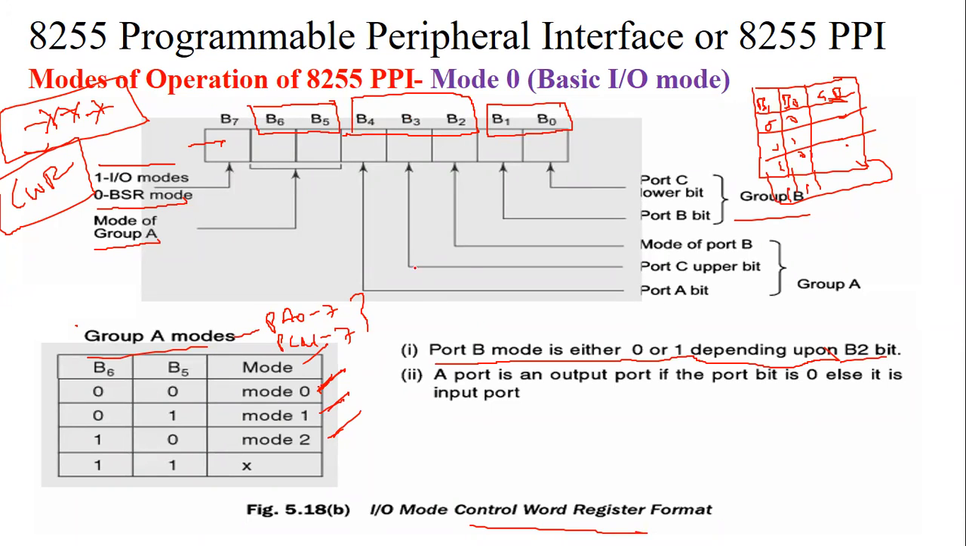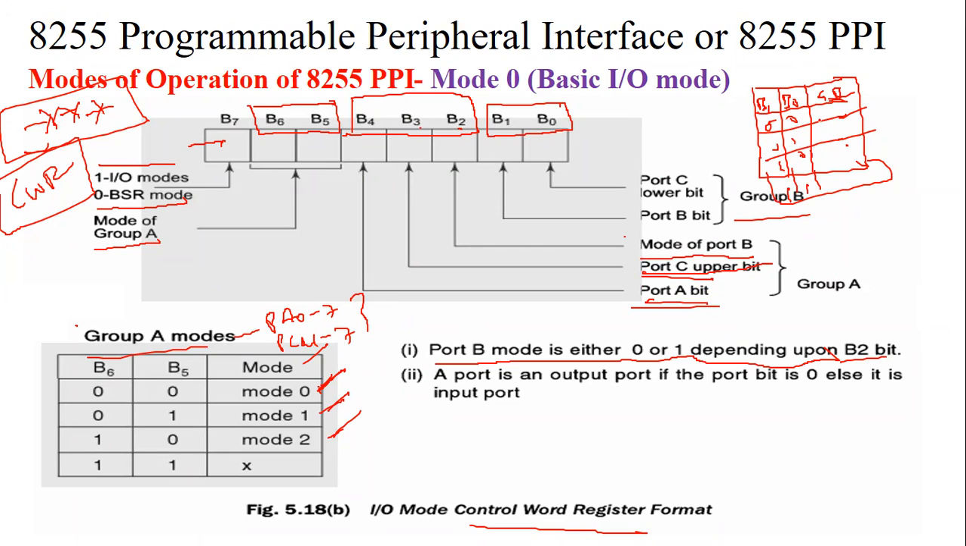If this B3 bit is 0 or 1, it indicates the port C upper bit. This B4 bit indicates the port A bit. So these B2, B3, B4 bits also give the information regarding the modes of port B, port C as well as port A.